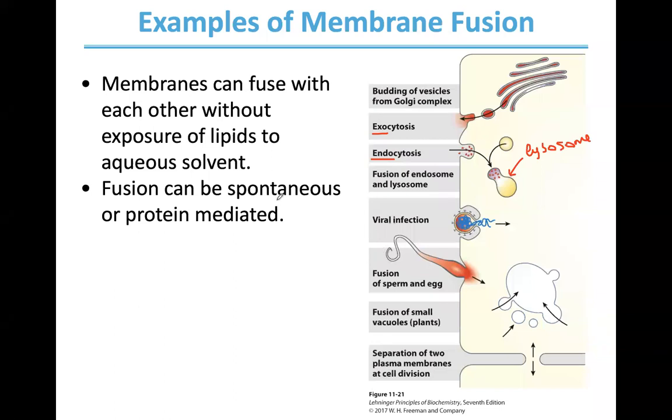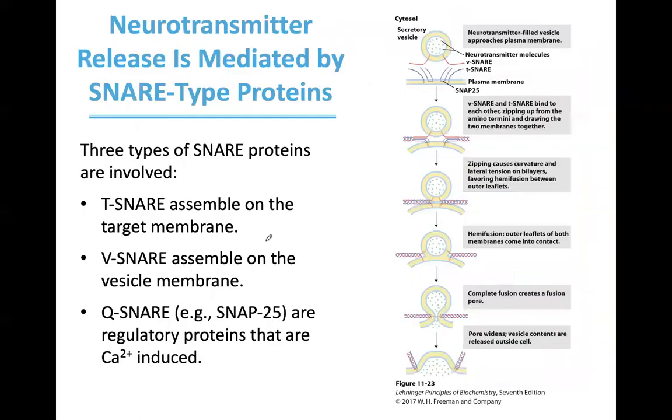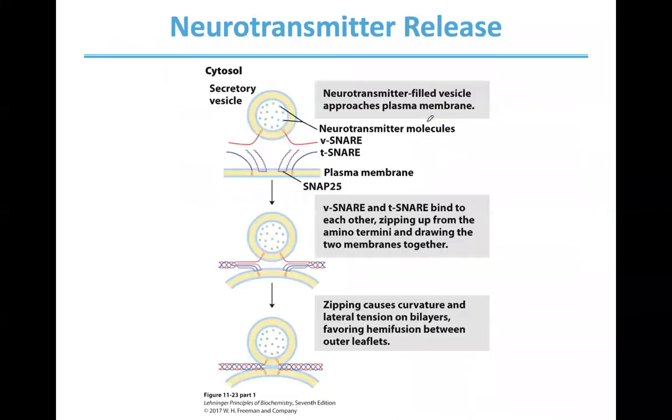So this fusion can be spontaneous or it can be protein mediated. And there are specific types of proteins which participate in this process. They're known as SNARE. Now there is a longer term for this, but we don't need to remember that. But that's irrelevant as far as what we need to learn about these SNARE proteins. Okay, let's look. I think we have a bigger picture of this.